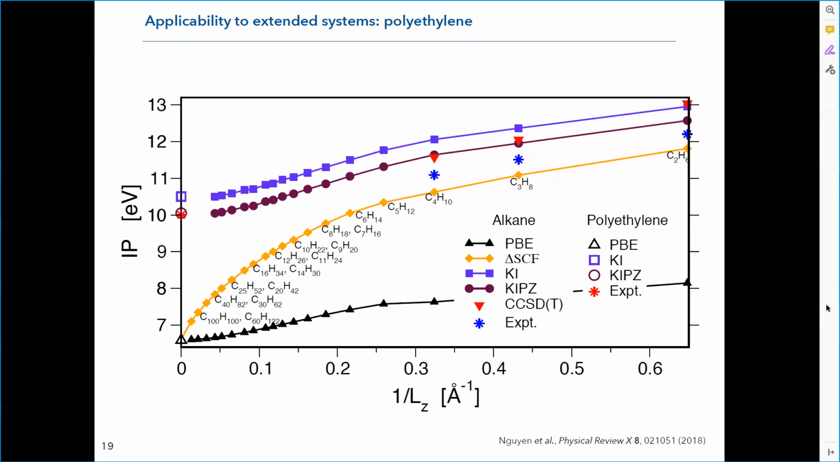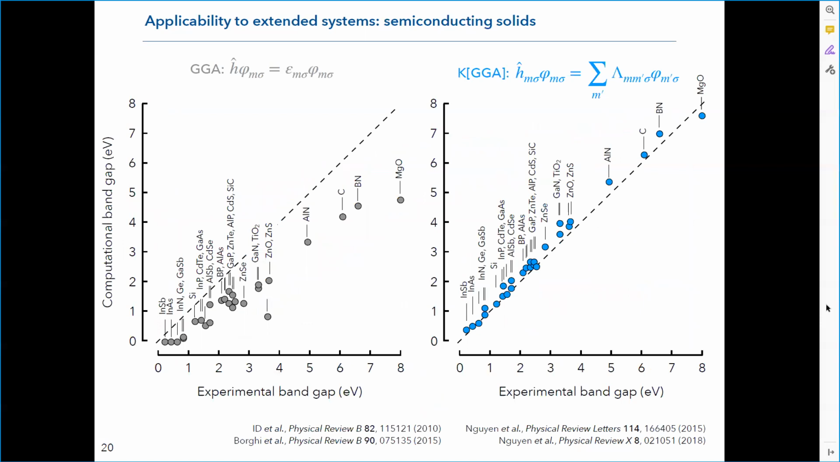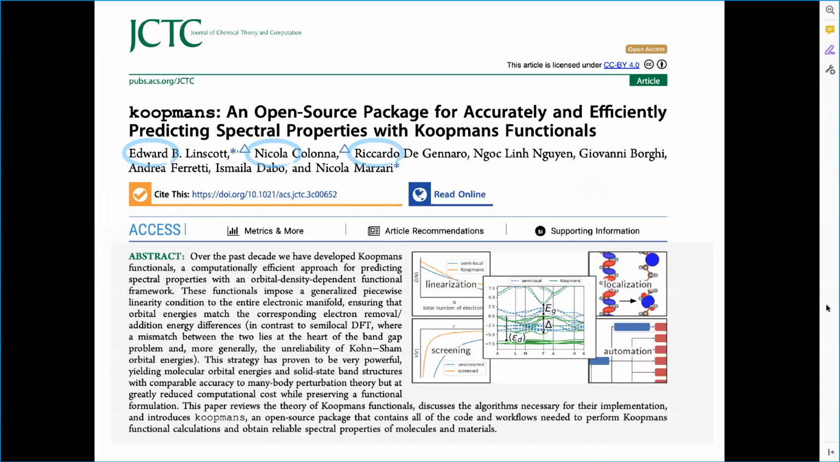We can also apply this to solids, and again, if you use GGA, you have this underestimation, and when you apply Koopmans or other flavors such as the Koopmans integral formulation that Andrea is going to talk about, you get this beautiful agreement between experiment and theory for calculating the band gap of semiconducting compounds. So again, the formulation necessitates orbital relaxation and linear response, and you will also see the implementation of this using Wannier functions.